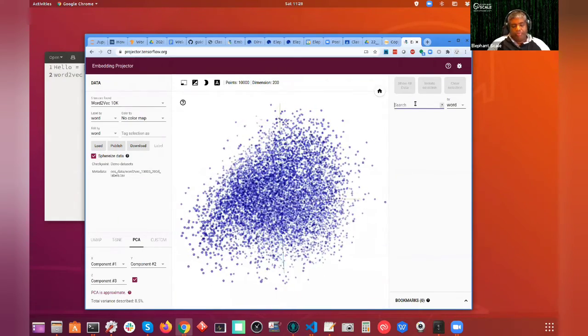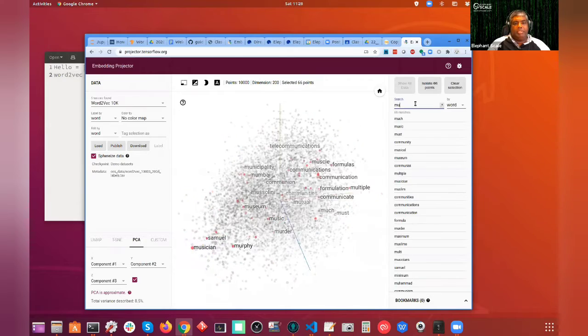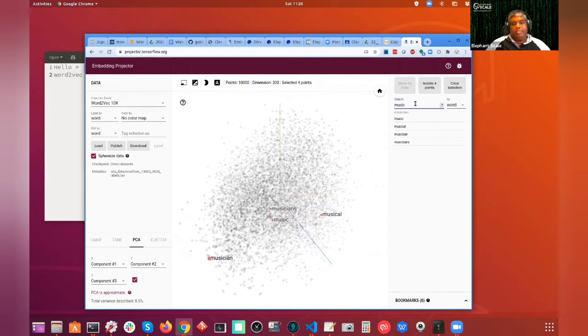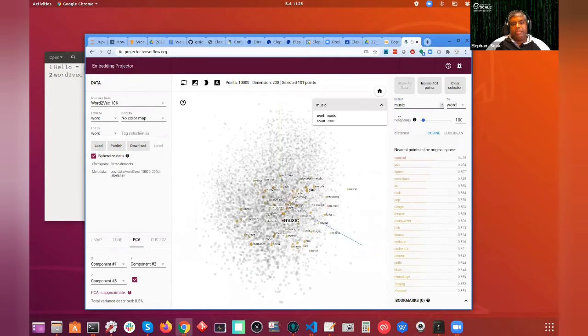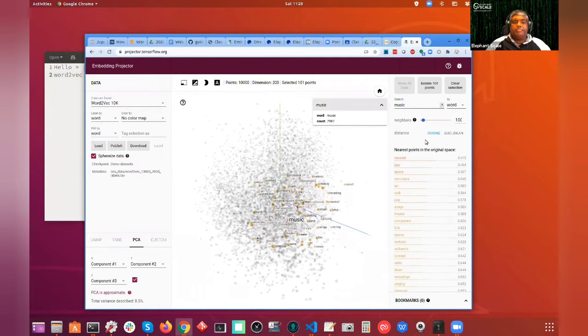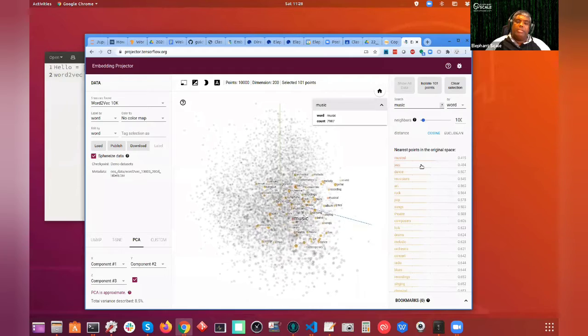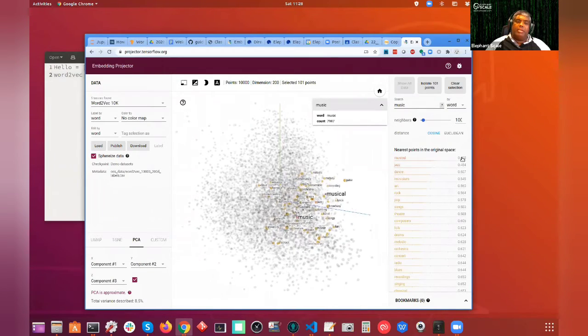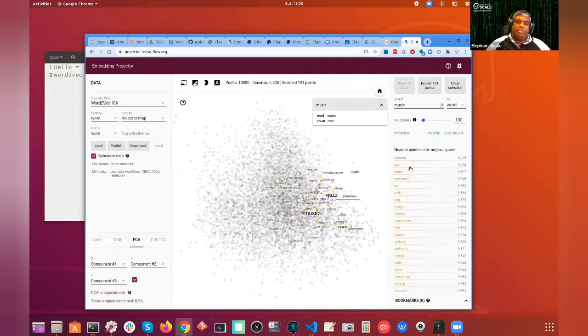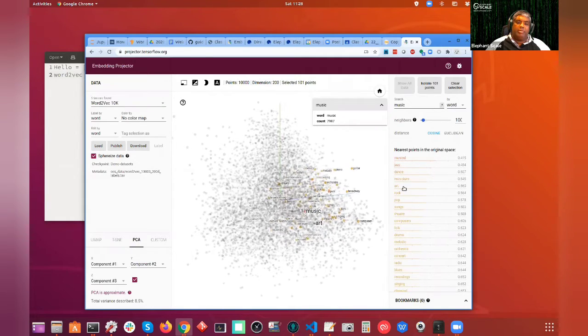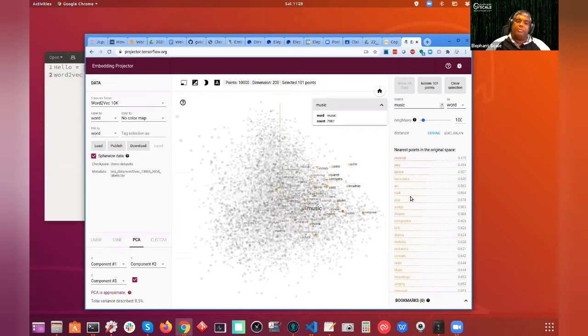And you can search for a word. For example, you can search for the word music. Then you pick a word, say music, and they show you the similar words that are close to each other. When you look at music, musical is a word that's very close. Jazz, dance, art, rock. You get the idea. These are all pretty similar words.